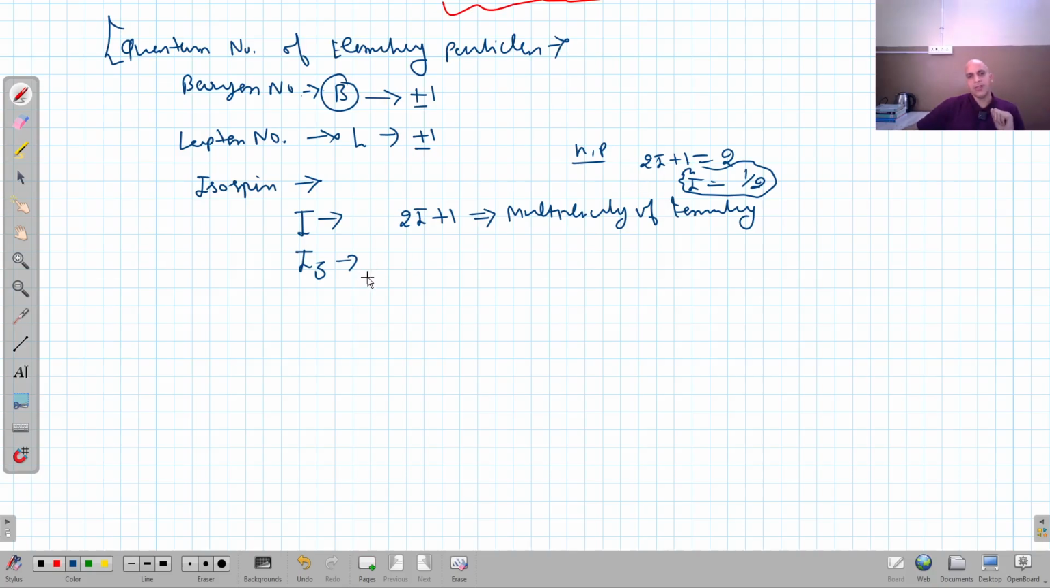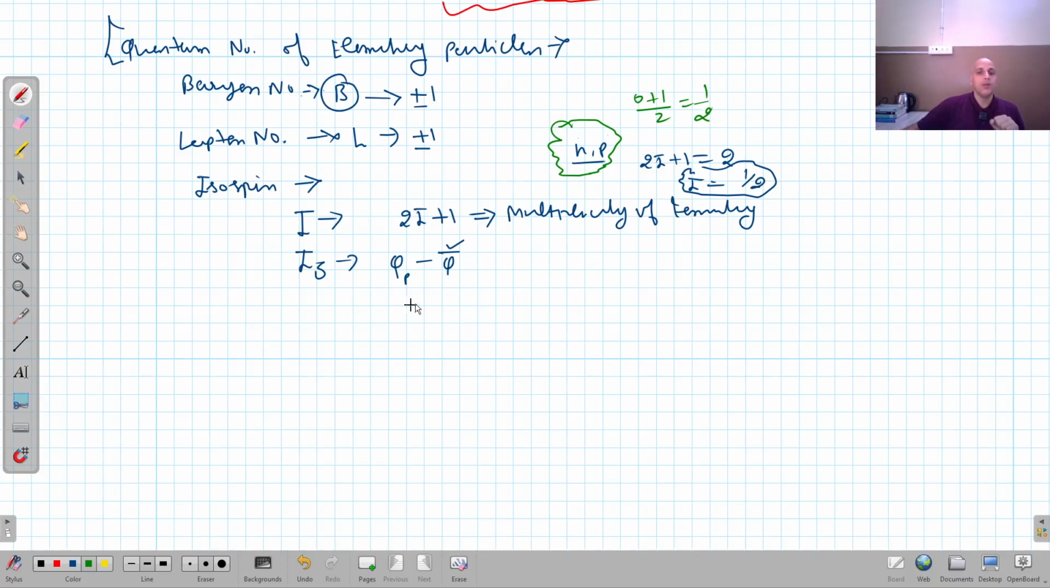Now, if I want to calculate I3, then the formula for I3 is Q particle minus Q average. Here Q particle is the charge on the particle, and Q average is the average charge of the group, right? Recall what I told you in the beginning: we have to remember the exact number of family members in a group, because only then can I calculate the average charge of the group. For example, for this family, 2 family members, the average charge is 0 plus 1 divided by 2, which means 1 by 2.